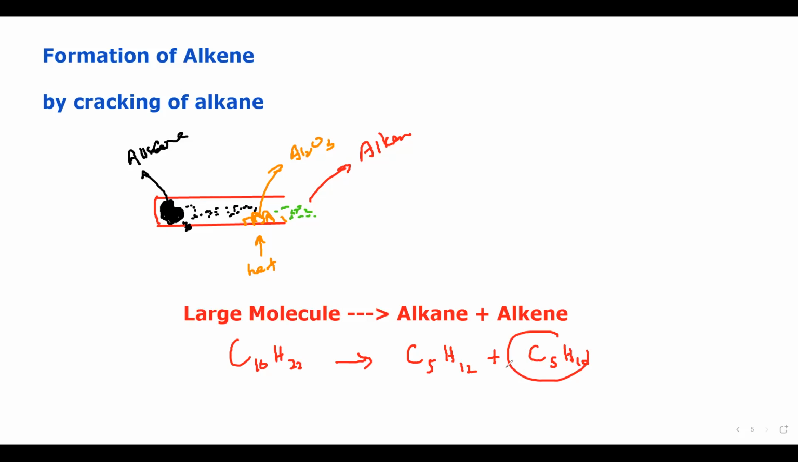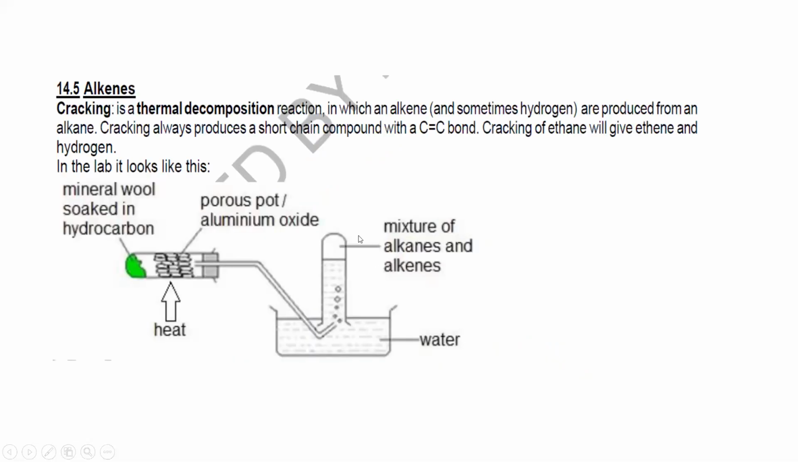So this results in the formation of an alkene. So the large molecule breaks down into a small alkane and an alkene. This process is known as cracking. So if we want to produce alkene, we normally crack the long chain hydrocarbons to produce these alkenes. So this is how alkenes are produced.